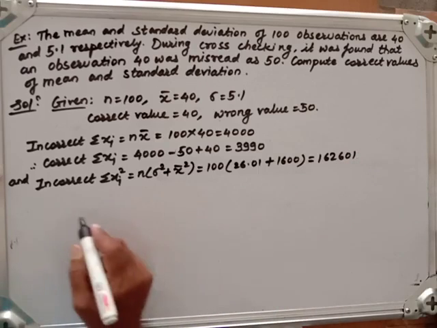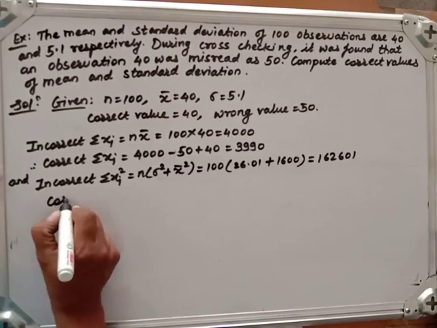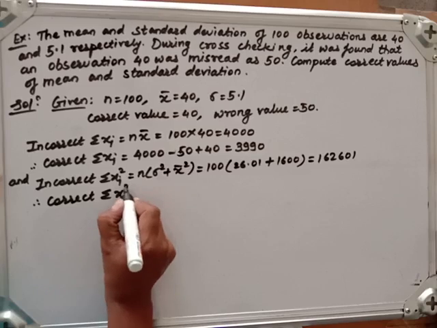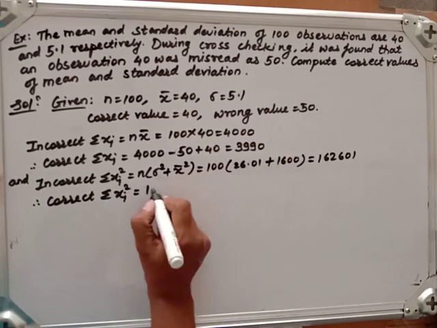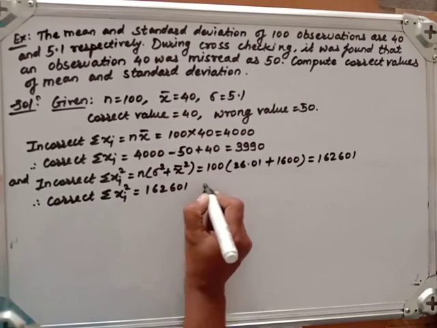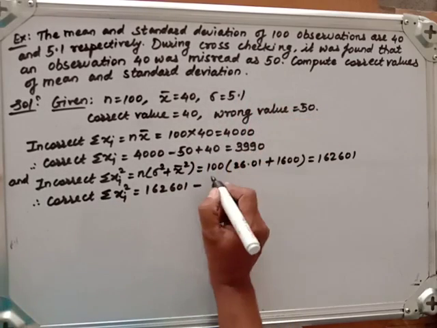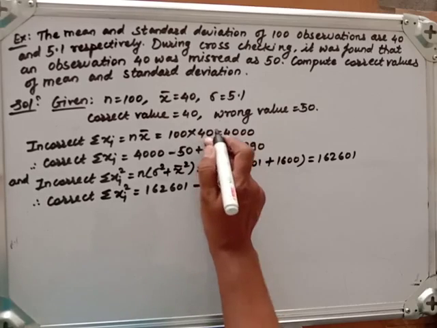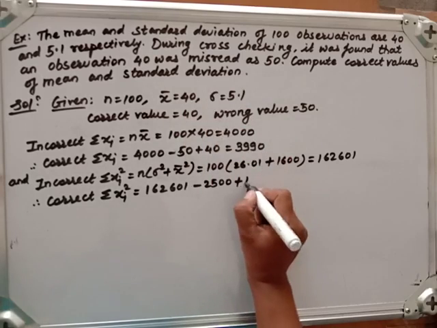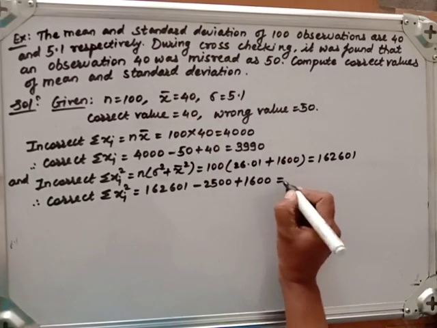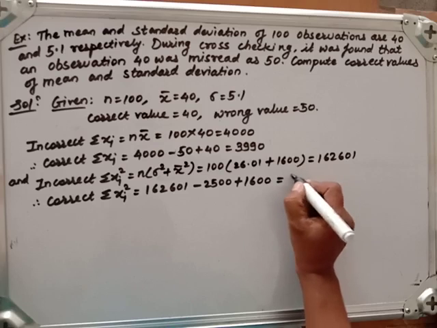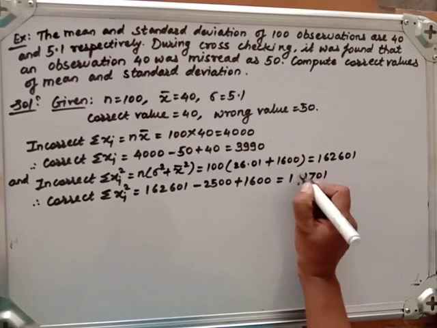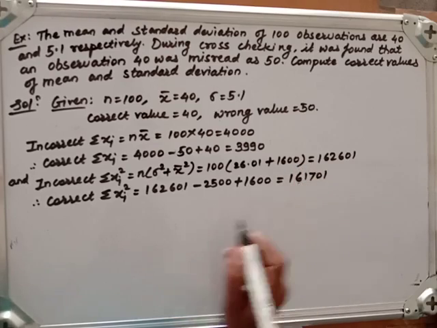1,62,601 is the incorrect summation xi square. So the correct summation xi square is the incorrect summation xi square minus the square of the wrong value, that is 2500, plus the square of the correct value, that is 1600. This simplification gives 1,61,701.